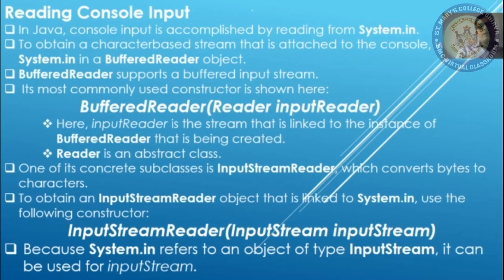To obtain an InputStreamReader object that is linked to System.in, use the following constructor: InputStreamReader(InputStream input). So this is the syntax. By using this syntax, you are accessing the value. You will learn this concept in the next example. Let us see how we use this constructor to access the value from the keyboard.